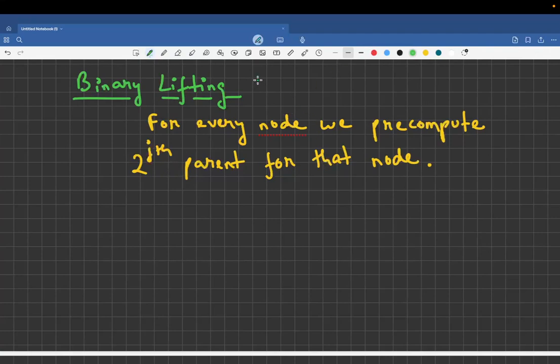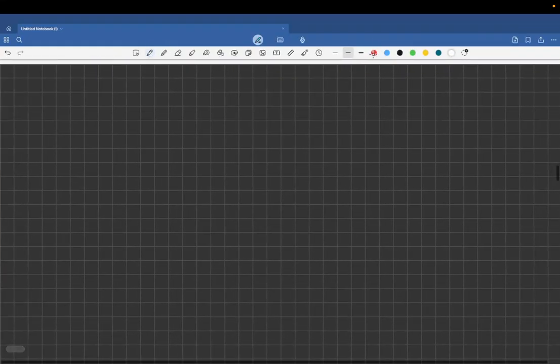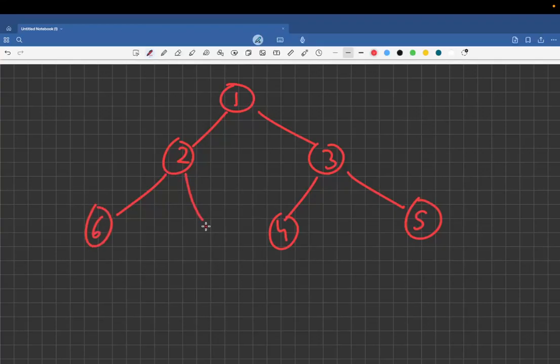Now how does it help us? I will discuss how we will have this 2 power jth parent, but before that I want to discuss how this is going to help us. So for that, I am just going to draw a simple graph, which is just looking in the form of a tree for now. Let's suppose we have this graph. Tree is also a graph, right?